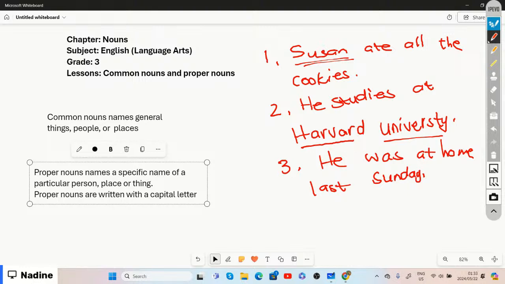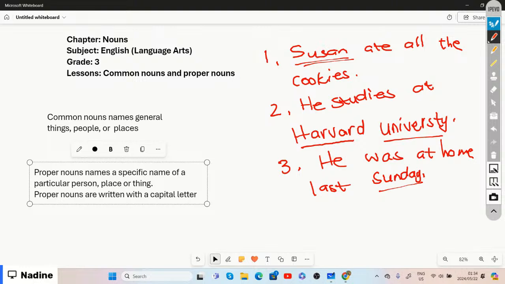All right, so if we were to identify our proper noun, yes, then we would say Sunday. Because remember, we said when it comes to proper nouns, days of the week and months of the year are also proper nouns and are written with a capital letter. So even if we were to say today is Tuesday, then we will identify Tuesday as a proper noun, written with a capital letter T, and whatever the date is.